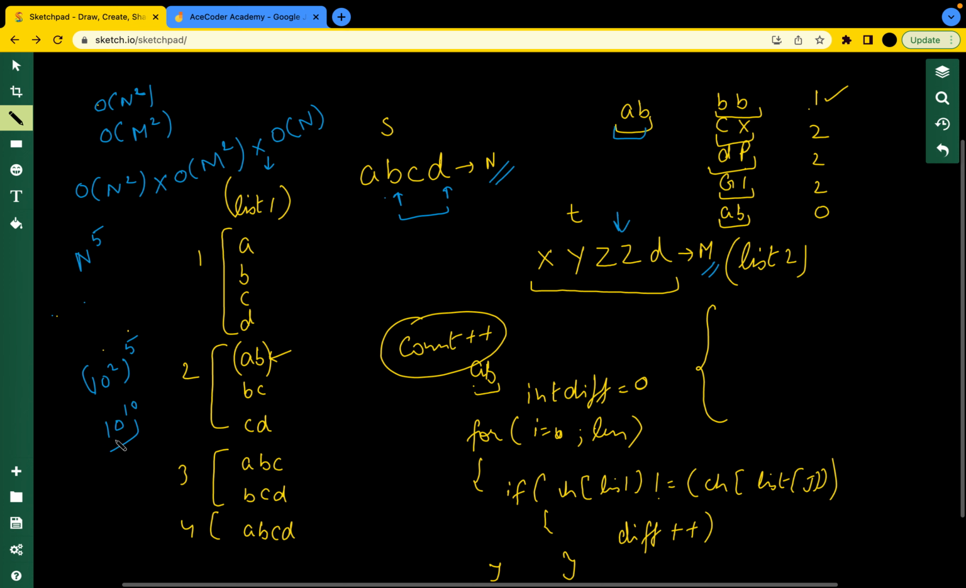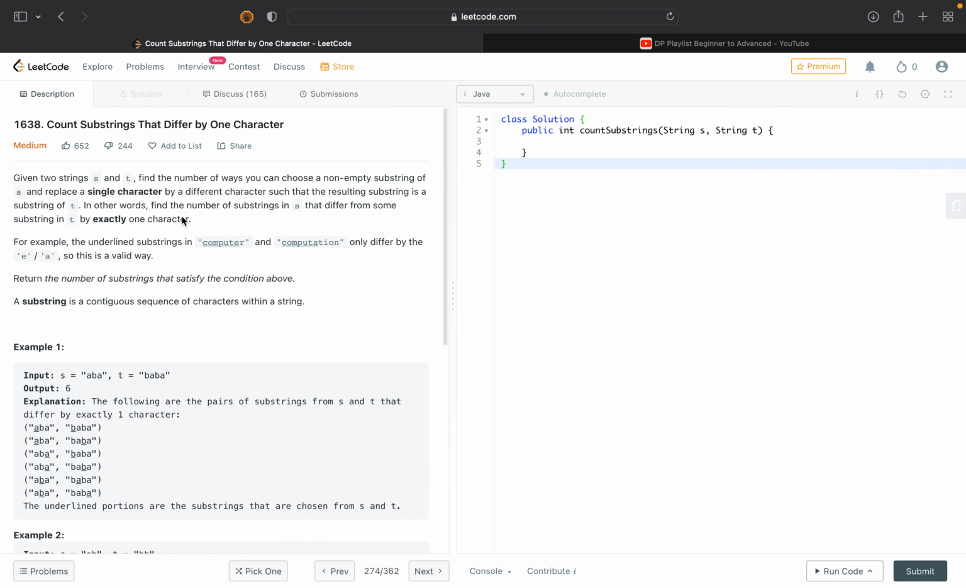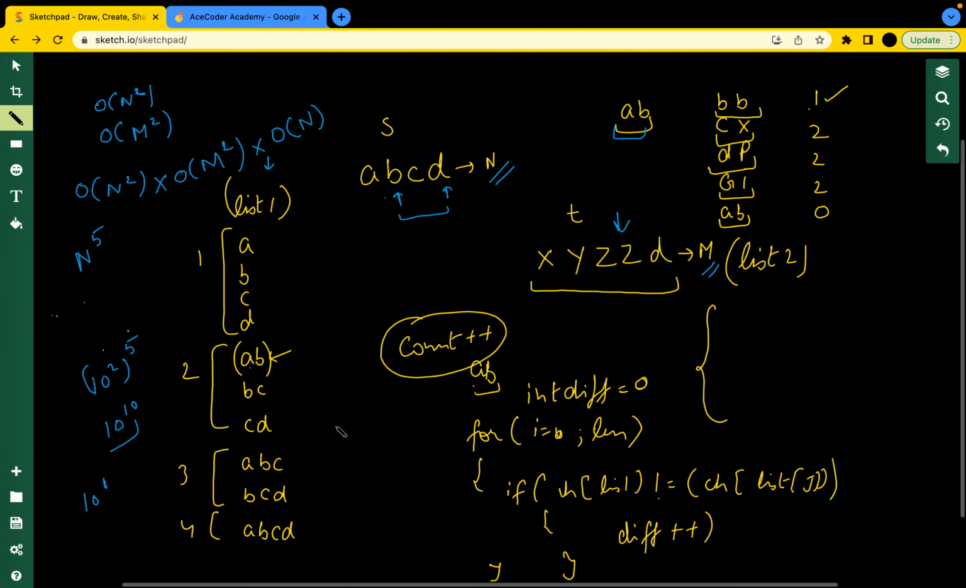Since we know that in 1 second we are only able to perform 10 to the power 8 operations, this should definitely give time limit exceeded. But I did try that, and it is not actually giving time limit exceeded in this case. But we will see how we can optimize our approach and reduce this time further. If these constraints had been larger, it would have definitely given time limit exceeded.